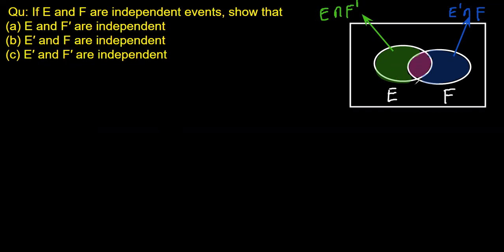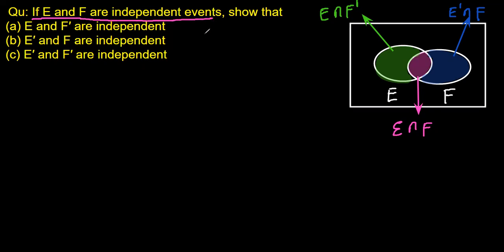So this region, the pink one, let's show that one also. Obviously, that is E intersection F. This is E intersection F. Okay, now to answer part A, first of all, let's write the information we can get from this.